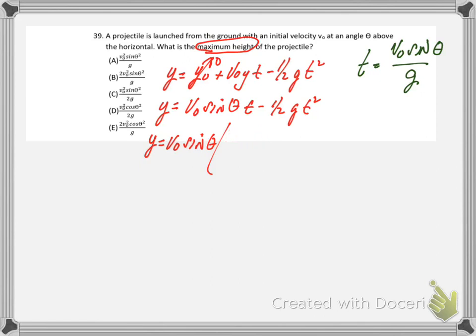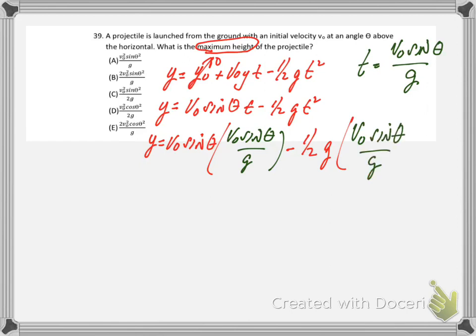Let's change the color here. Since we used green before for time, let's plug green in. V naught sine theta over g minus 1/2 g. And let's plug in our time again, which is v naught sine theta over g. And we need to square that.